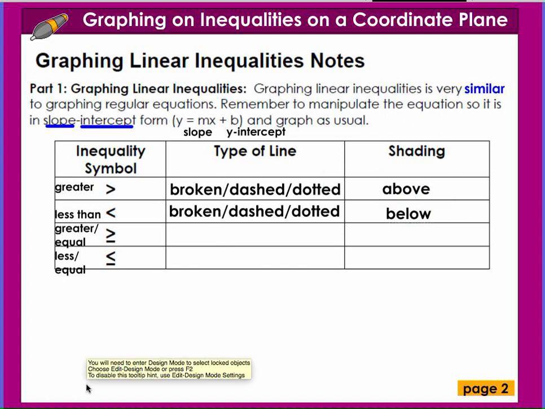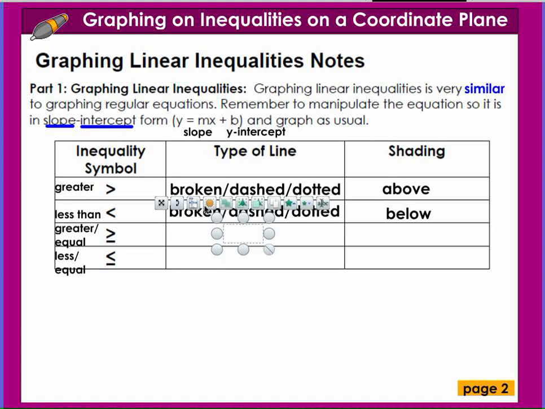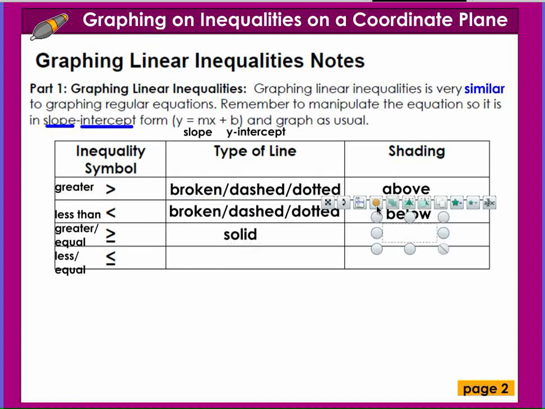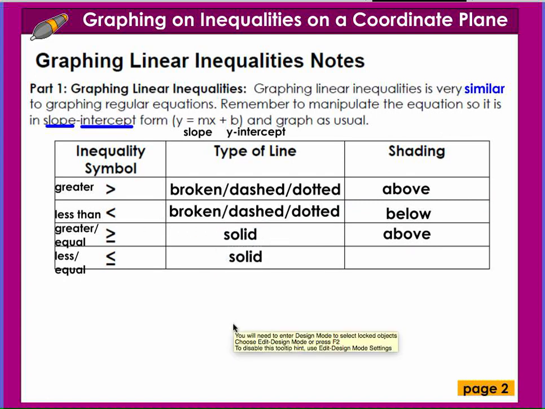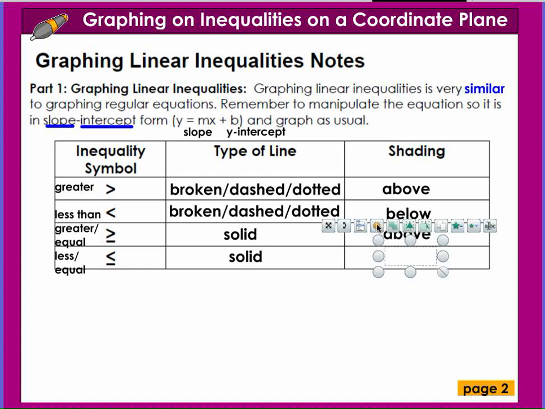All right. So then we have the greater than or equal to sign. You're probably thinking if it can't be broken or dashed because it has this equal to, it has to be solid. It should be a solid line. And because this is greater than or equal to, we're also shading above. And here this is less than or equal to. Less than or equal to is also going to be solid because of the fact that it's equal as well. But because it's less than, we're going to be shading below.